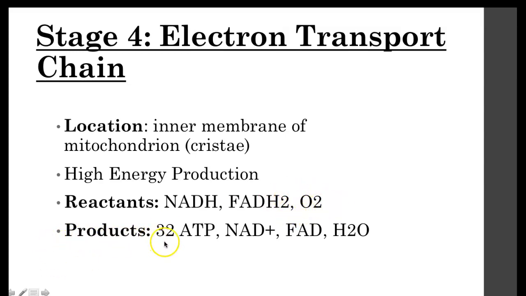The products here, we're producing about 32 to 34 molecules of ATP, so high production of ATP molecules right there. And then when NADH and FADH2 are all used up, when they're oxidized, they're going to go back to NAD+ and FAD. They're going to go back into the Krebs cycle to pick up those electrons and hydrogens again. And then also we see the production of a water molecule.